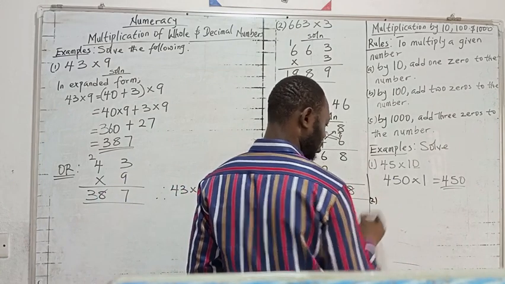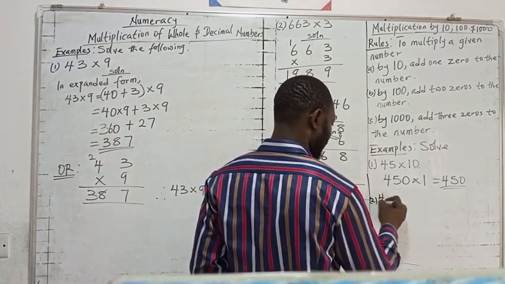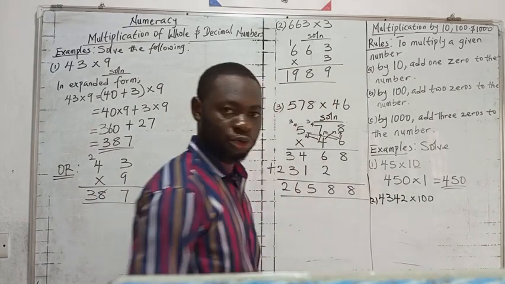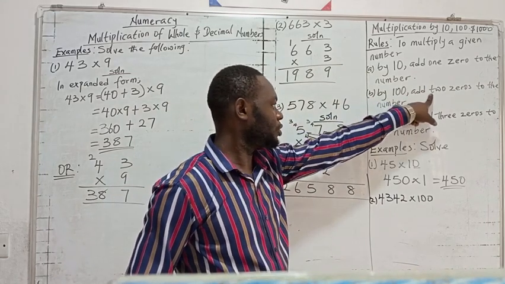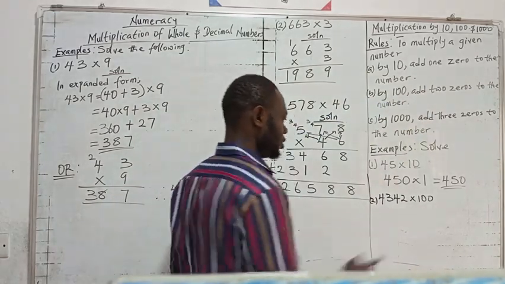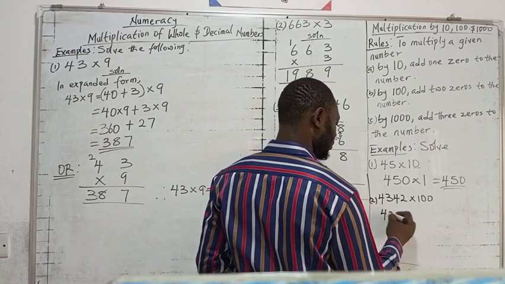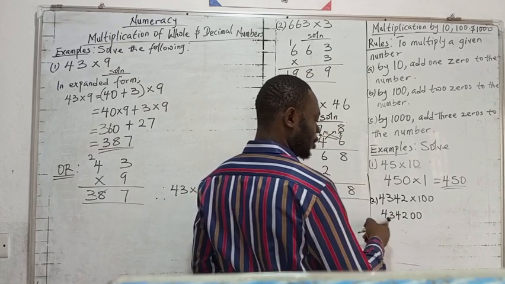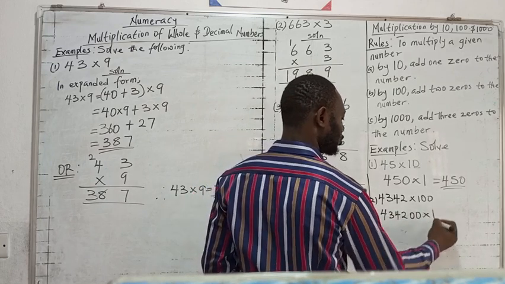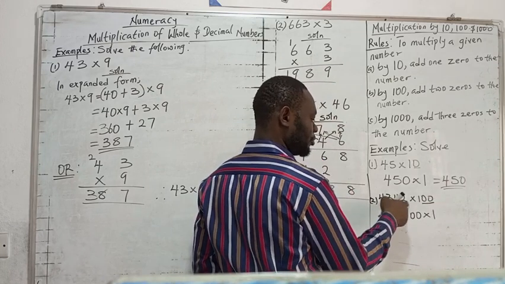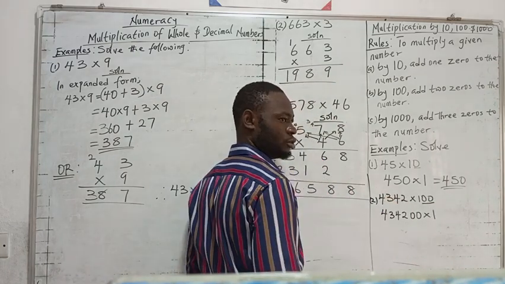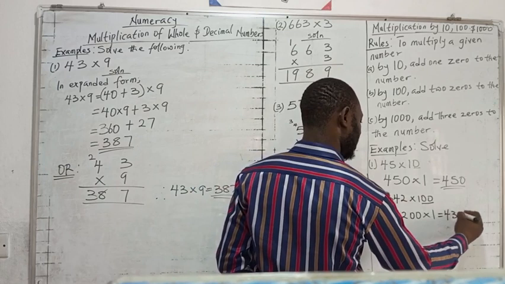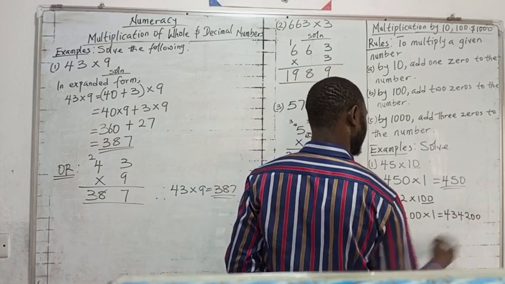Number 2, if I have 4,342 times 100, the rule for 100 says what? Take 2 zeros from this 100 and add to the number. So this will simply become 434,200 times what? 1. Because I'll simply take these 2 zeros and put them at the back of the number. So our answer becomes what? 434,200.